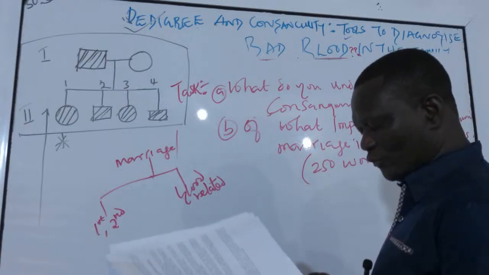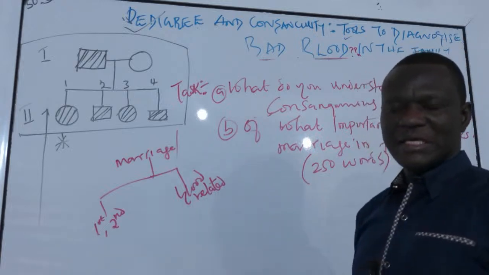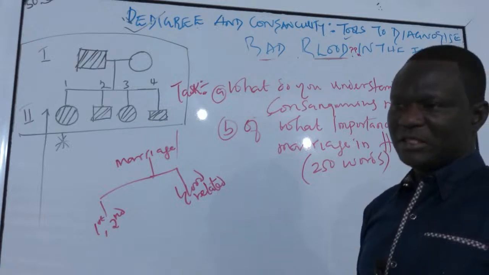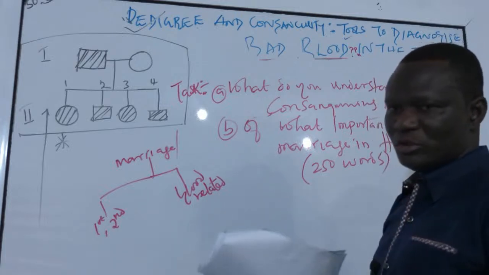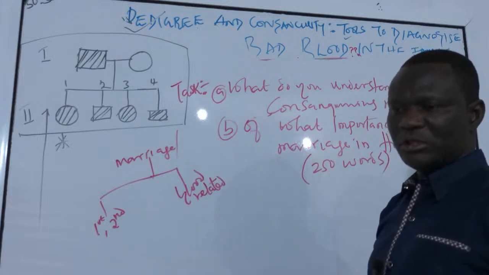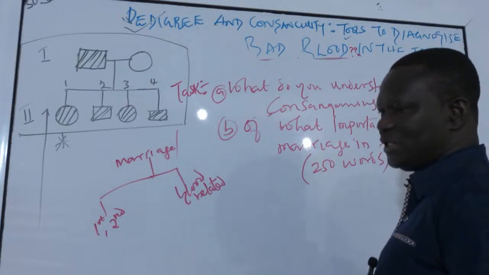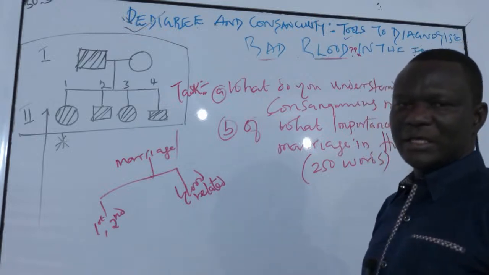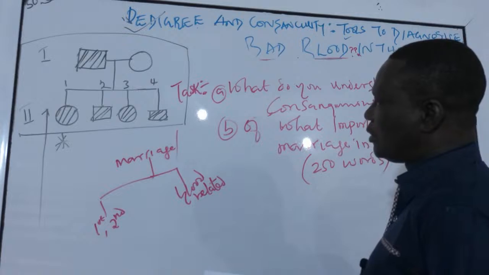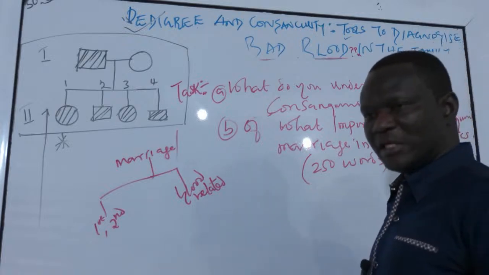But don't forget that consanguinity is a practice whereby intermarriage between first or second cousins or blood related individuals is encouraged, or people that are related by having the same or common ancestors.